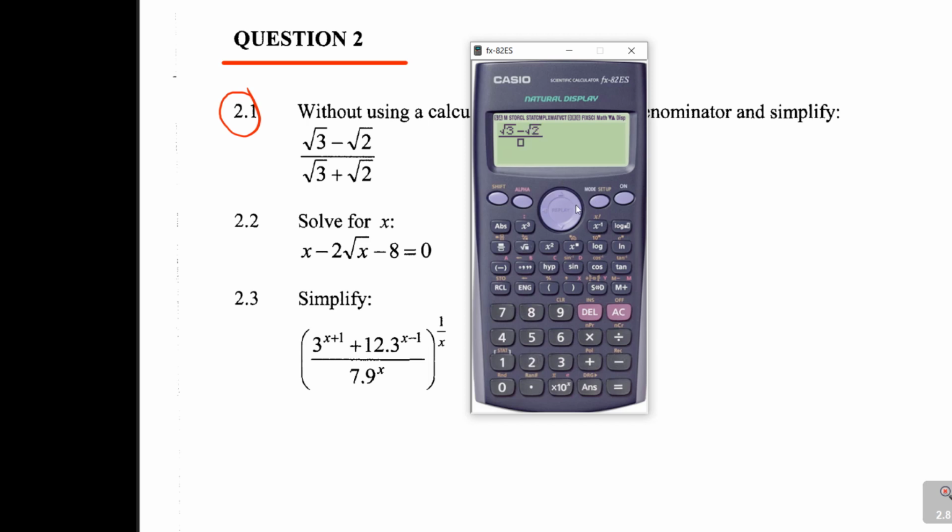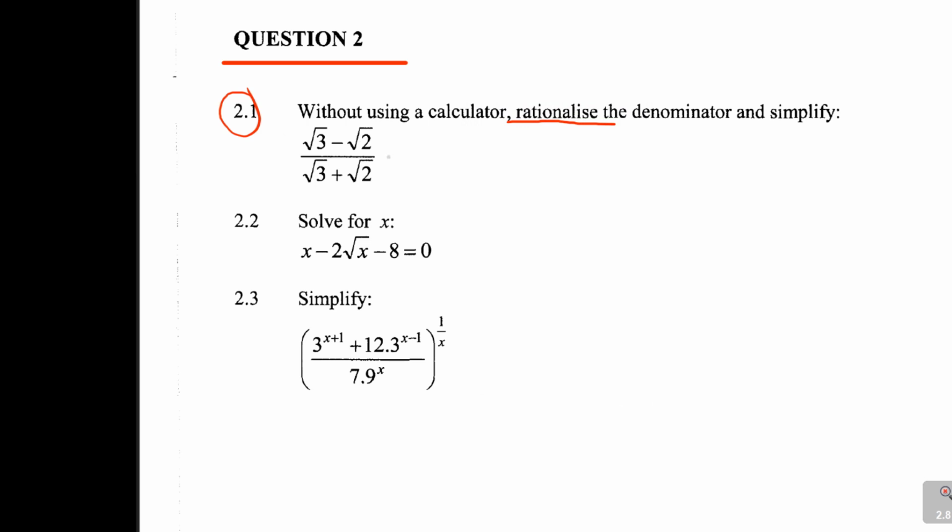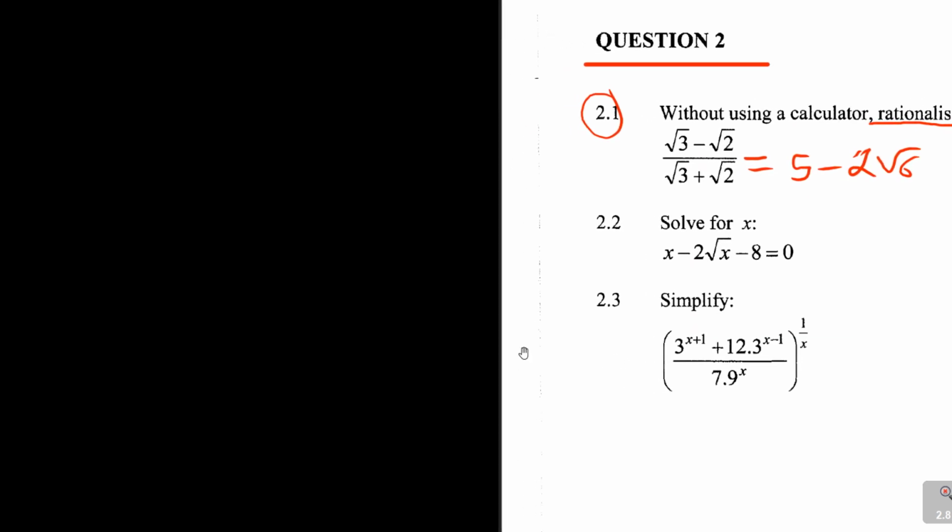So it's root 3 minus square root of 2 over square root of 3 plus square root of 2 equals, there is the answer, 5 minus 2 root 6. So this is equal to 5 minus 2 root 6. See this?